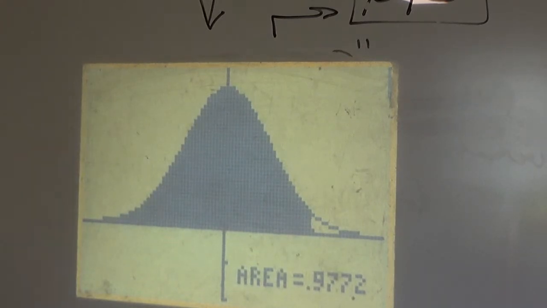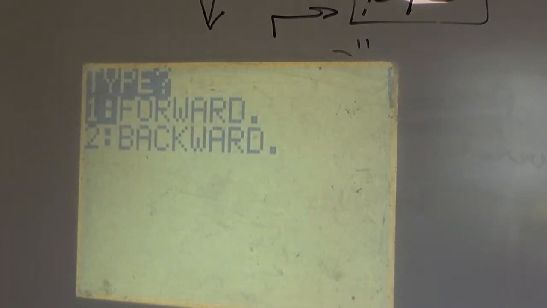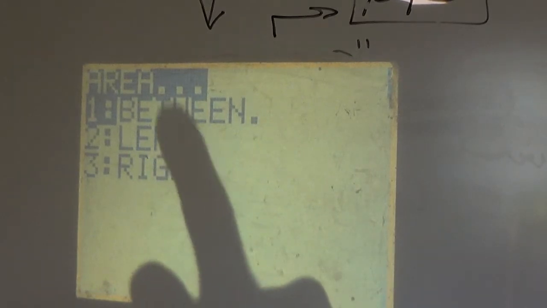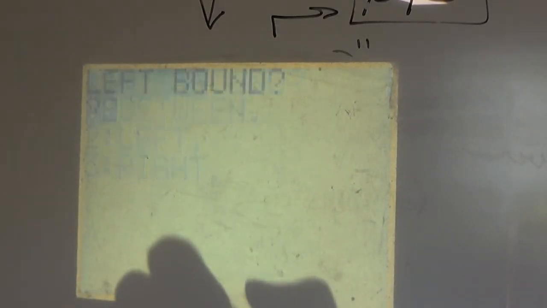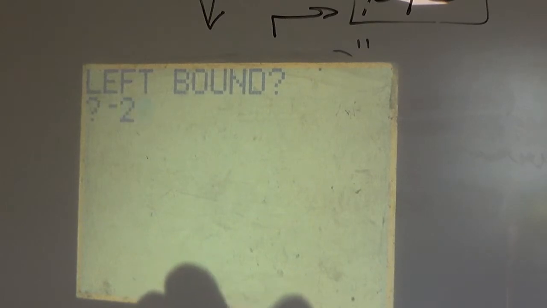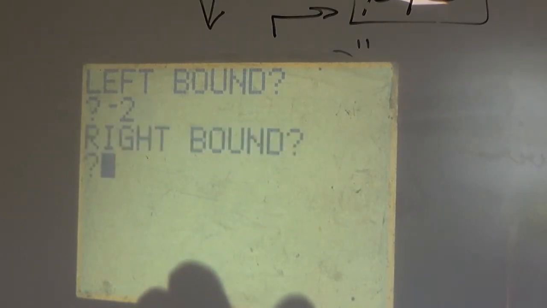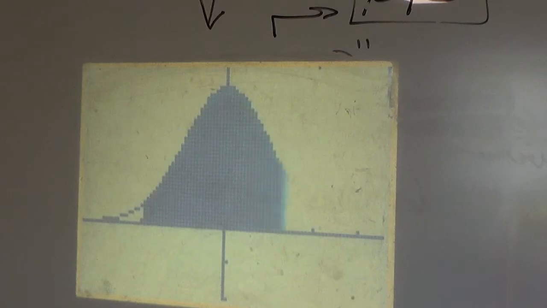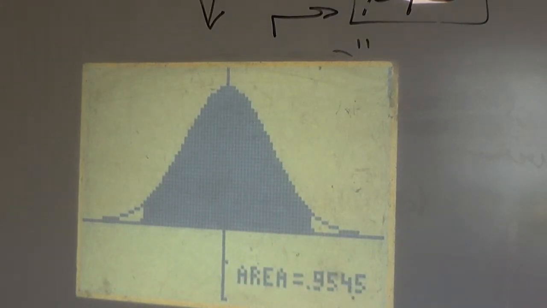Watch this. More probabilities. 2 standard deviations. We've been using 95%. It's not exactly 95%. Do a between this time. Go from a left bound of -2 to a right bound of +2. It'll show you 2 standard deviations. But when you do it, notice the area is not exactly 95, it's a little bit more. It's 95 and about a half. Why do we use 95? Because it's easier.